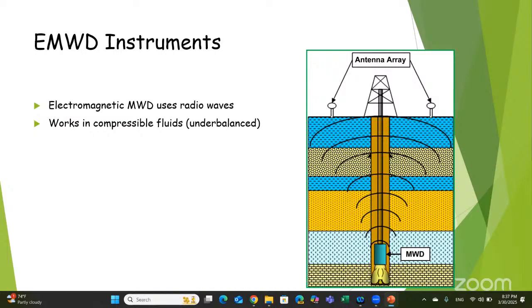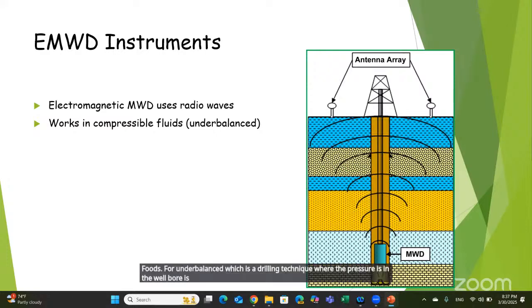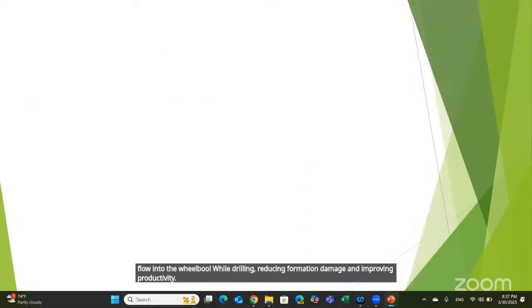Underbalanced drilling is a technique where the pressure in the wellbore is kept lower than the formation pressure, allowing hydrocarbons to flow into the wellbore while drilling, reducing formation damage and improving productivity. So now we can continue.